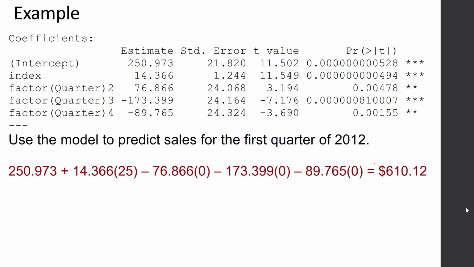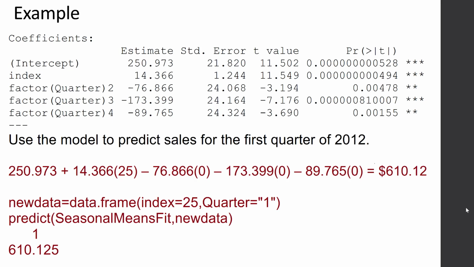Or we can use the predict function in R. This time our new data frame is going to be index equals 25, quarter equals 1 in quotes. And again, we're predicting on the seasonal means fit model with the new data that we just gave it, and it gives us basically the same estimate. The difference is only due to round-off error.